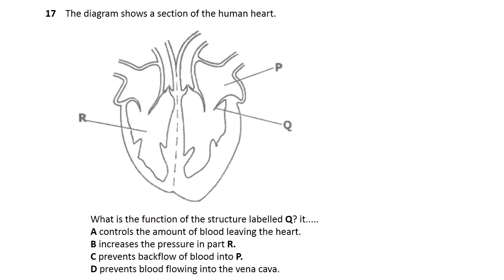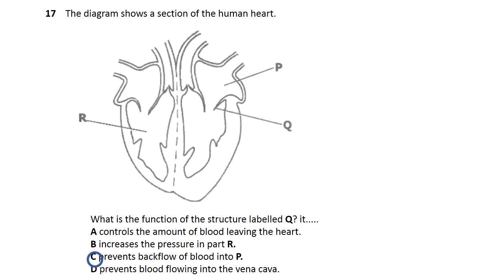So here we have controls the amount of blood leaving the heart, increases the pressure in part R, prevents backflow of blood into P, prevents backflowing into the vena cava. So here our answer will be C. Part Q prevents blood from backflowing to P. So this is a valve. So you have to know each and every function of the heart.